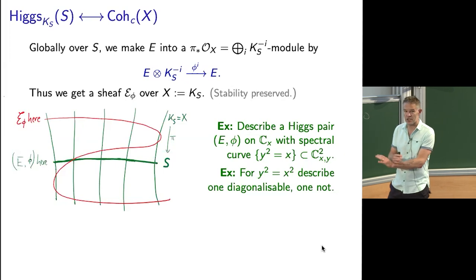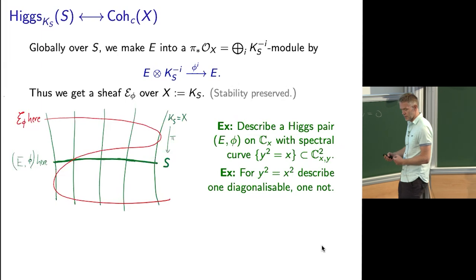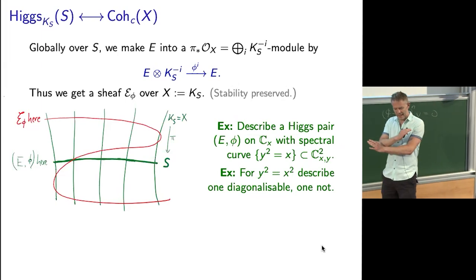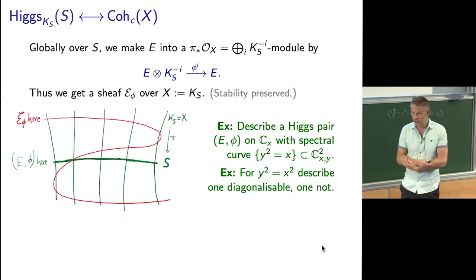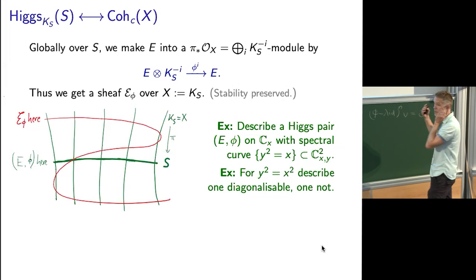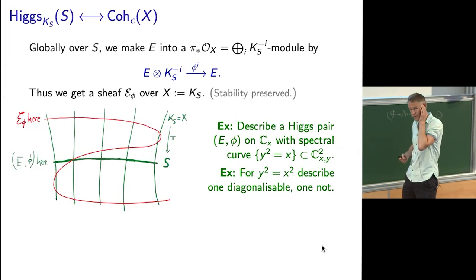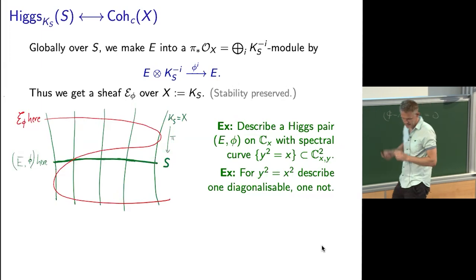So now there's no branching. But you can do two different things. You can describe two different spectral sheaves on that spectral curve. One of them corresponds to a diagonalizable Higgs field, and one corresponds to a non-diagonalizable Higgs field with a non-trivial Jordan normal form. They're really great exercises.